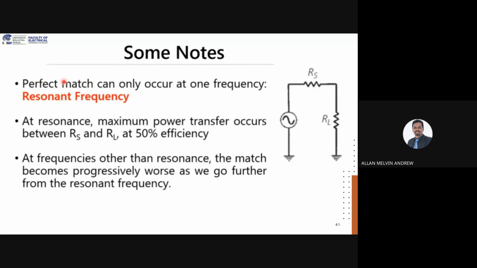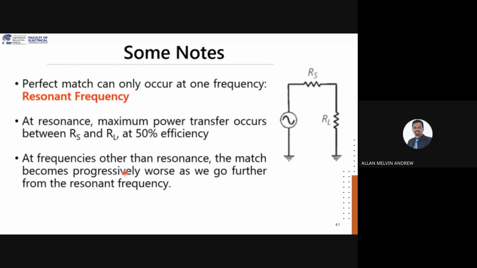That's why when you are designing an antenna, they always check what the resonant frequency of the antenna is. Based on that, they will make the adjustment. So the resonant frequency is very important in communication. At resonance, maximum power transfer occurs between RS and RL at 50% efficiency. It's actually 50% efficiency on the positive side and 50% on the negative side, so the total is 100%. So you are getting maximum power transfer.